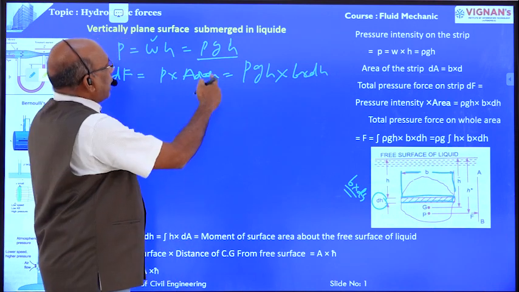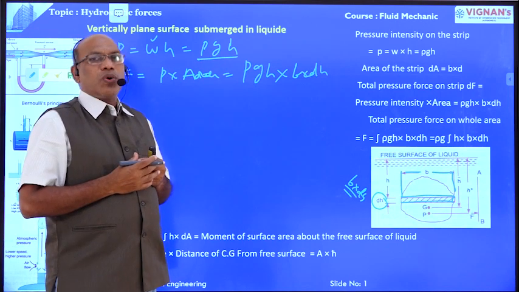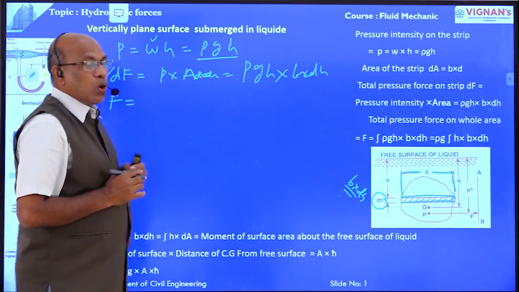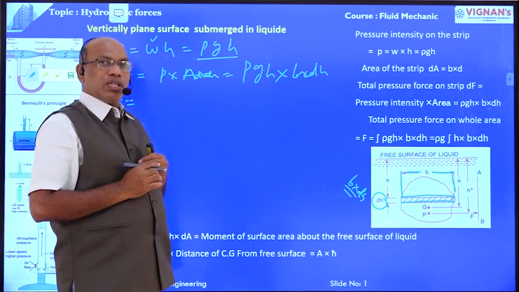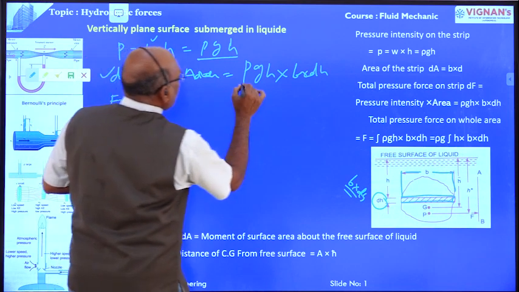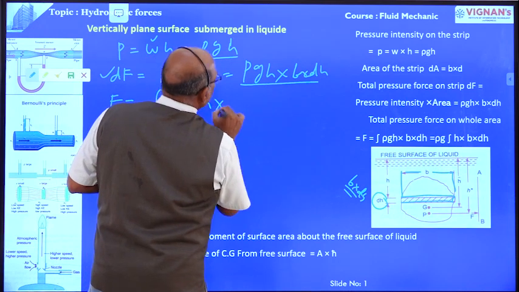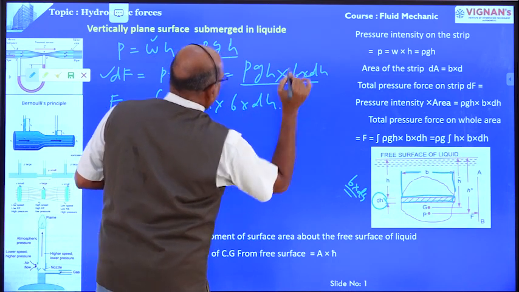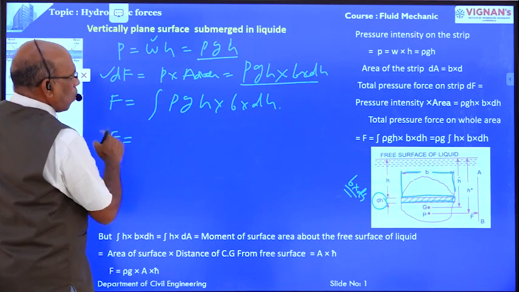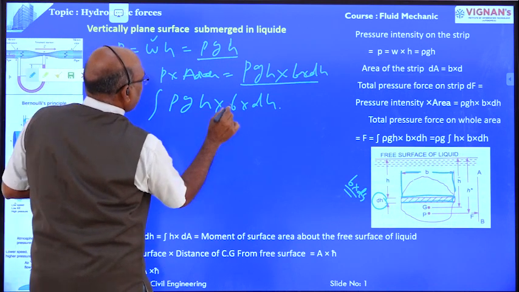The force on the strip: integrate the force on the strip, then we have the force on the entire strip. Therefore, the force on the entire plane surface is equal to the integration of the force on the small strip, that is equal to rho G H into B into dH. Right? Now, the force on the whole plane surface is equal to the integral of rho G H into B dH.